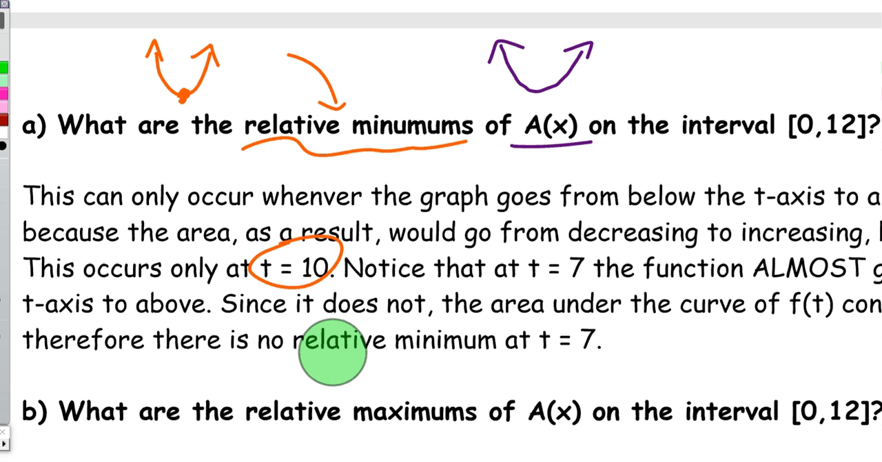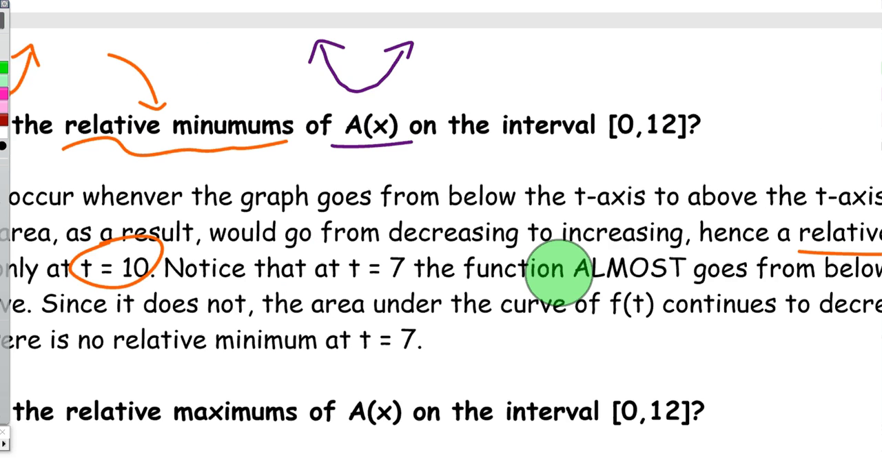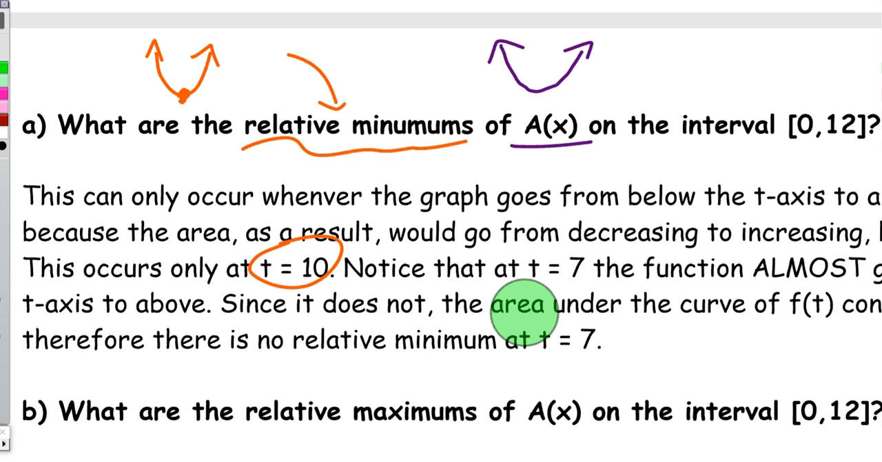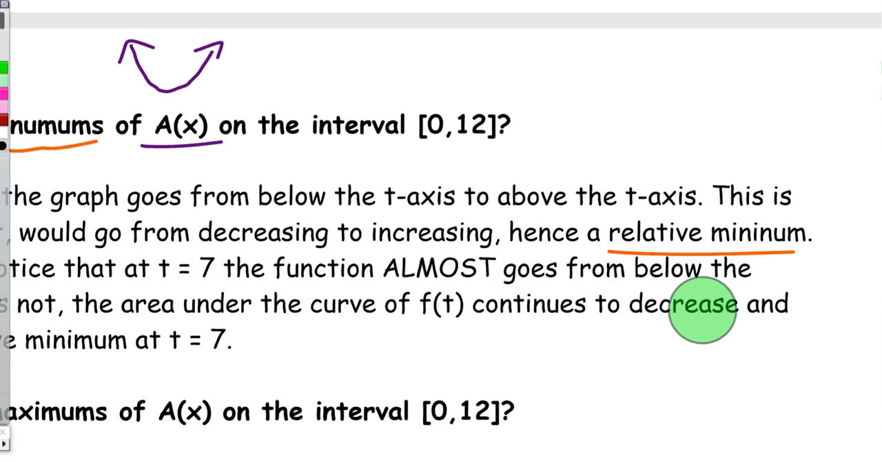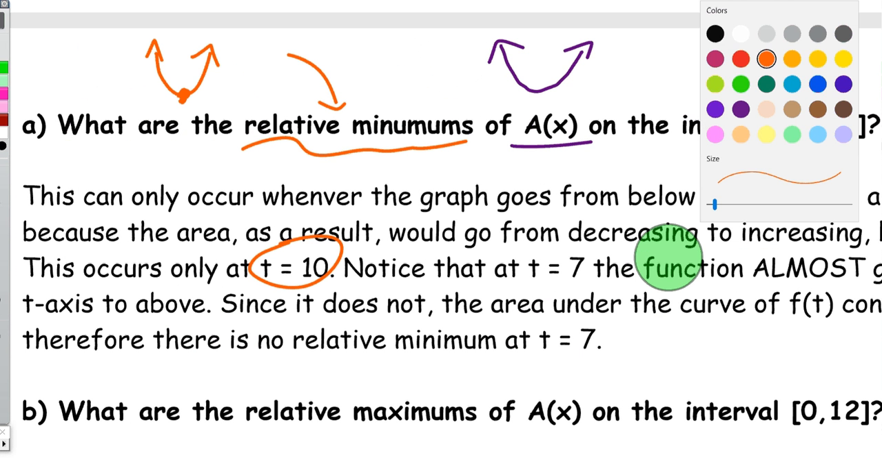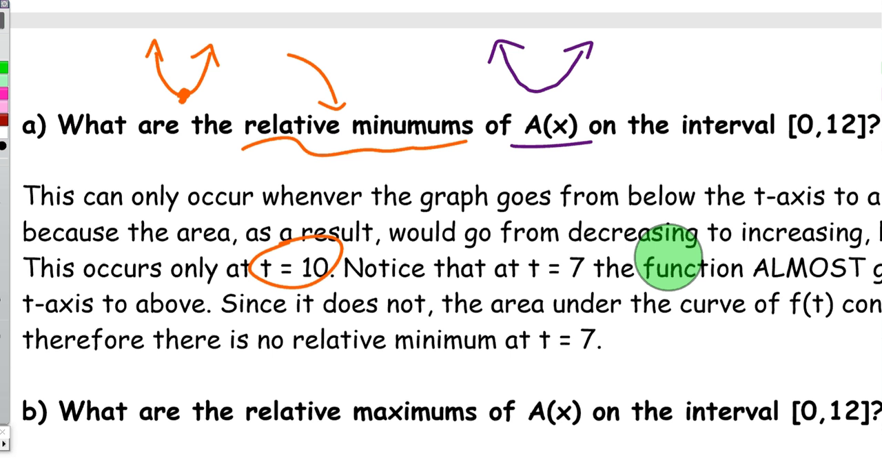Now, I do want to make a note. Notice that at t equals 7, the function almost goes from below to above the t-axis, but it doesn't. The area under the curve of f of t continues to decrease at that point, and therefore there is no relative minimum at t equals 7. So let's underline that. There is no relative minimum at t equals 7.